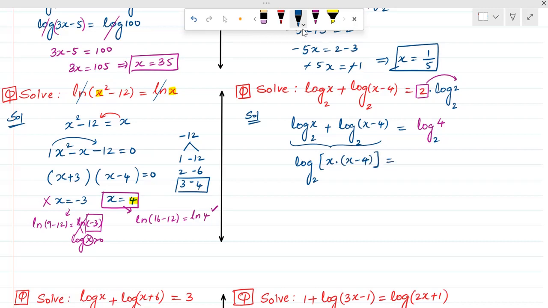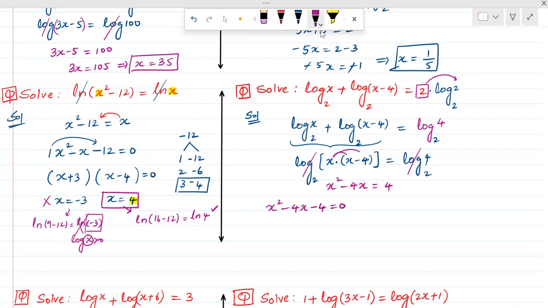So this is a property of log. Now here you will have log 4 base 2. Now as per the rule, both sides have the same base, so the logs cancel. Now I multiply this inside. What is the multiplication? x squared minus 4x is equal to 4. And then you will have x squared minus 4x minus 4 equals 0.